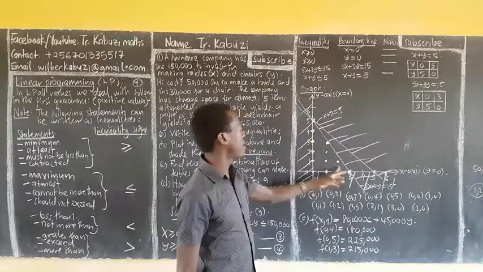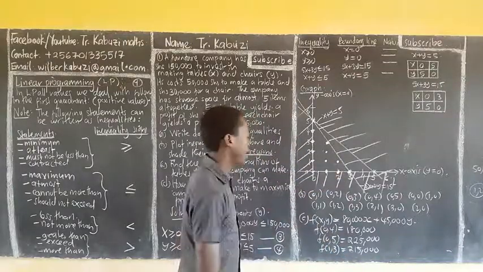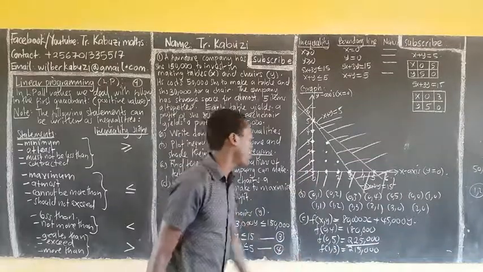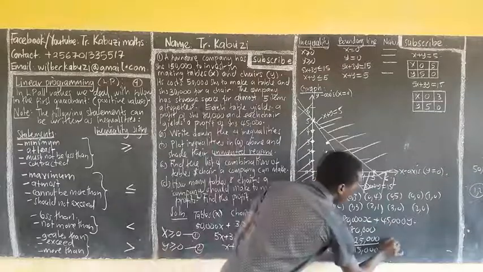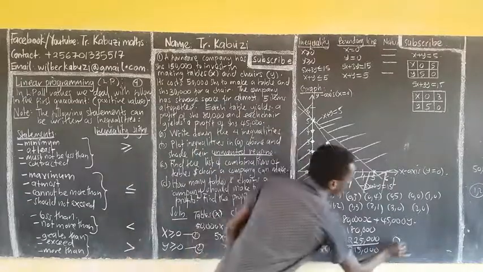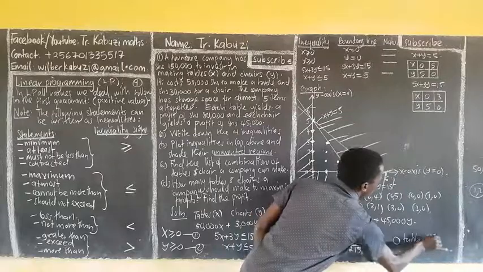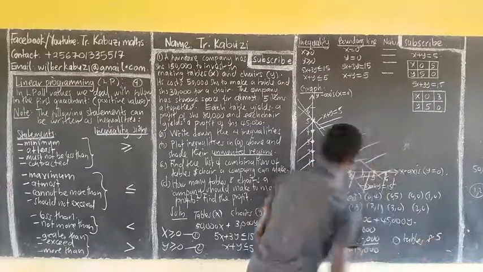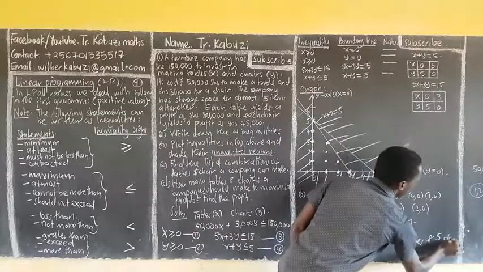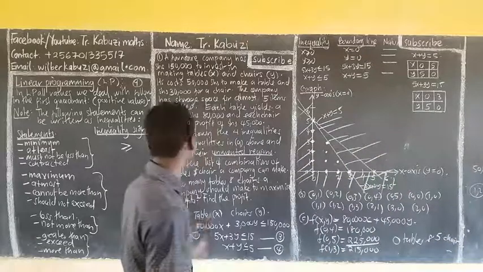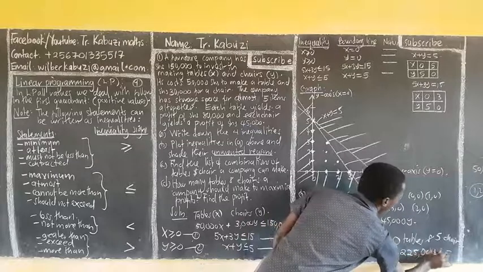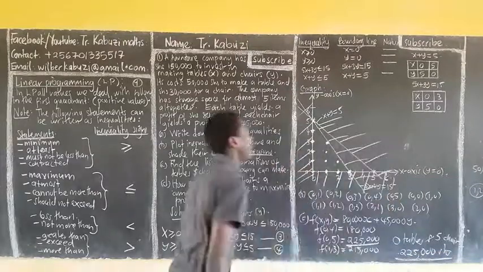Now, when you try these other ones, I'm sure you are not going to get a value bigger than this. So to maximize profits, this is what we are going to have. This man should make 0 tables and 5 chairs. So let's find the profit. The profit will be 225,000 shillings. So that is how we handle that number.